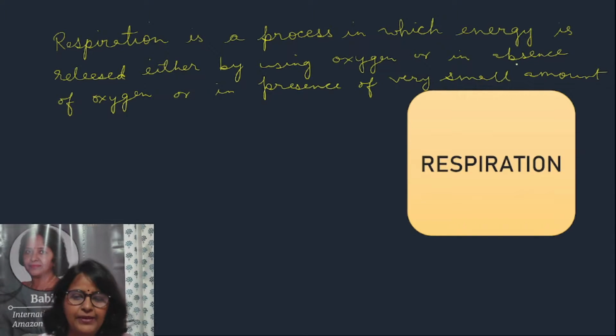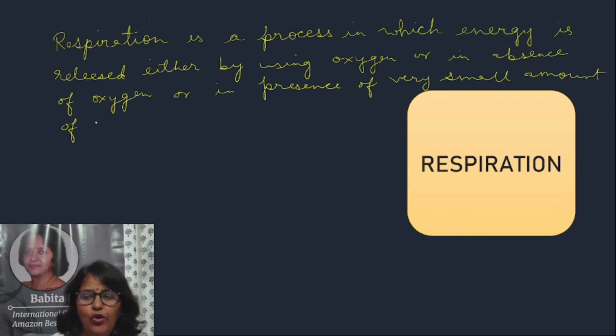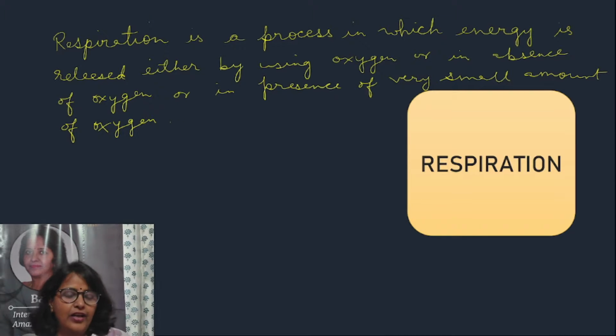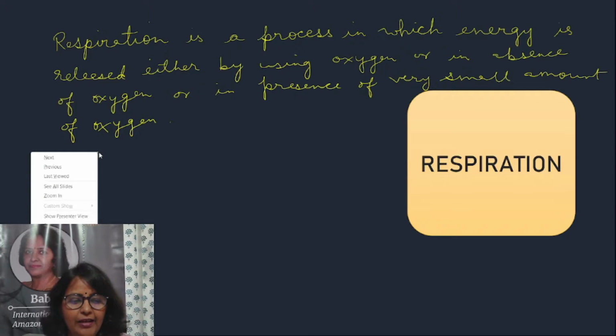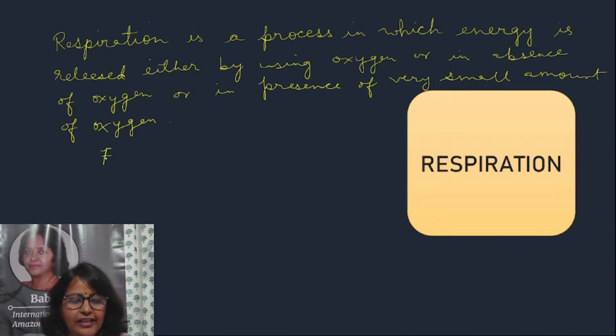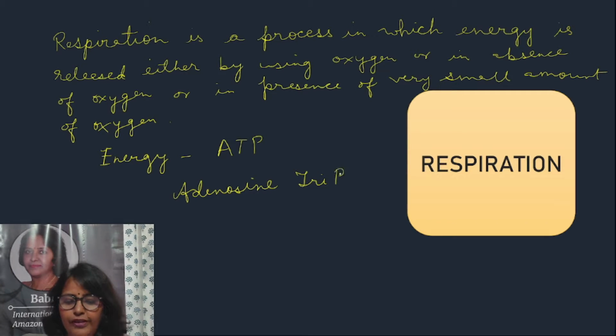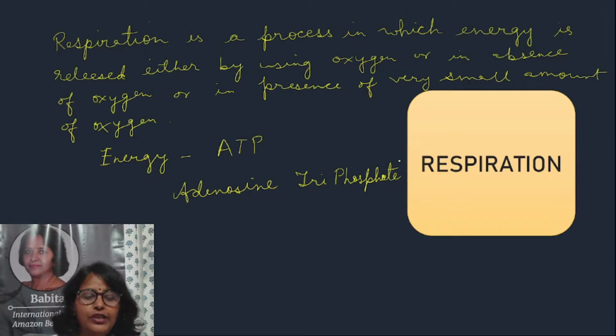Either oxygen may be absent totally or very small amount of oxygen may be present, or even some organisms require large amount of oxygen. But the main objective of respiration is to produce energy for doing all the different kinds of activities by the living organism. So it is taking place in living organism, and energy that is produced is in the form of ATP, which is known as adenosine triphosphate.